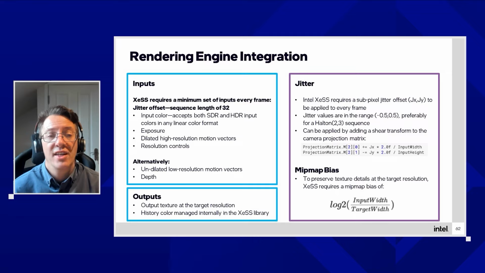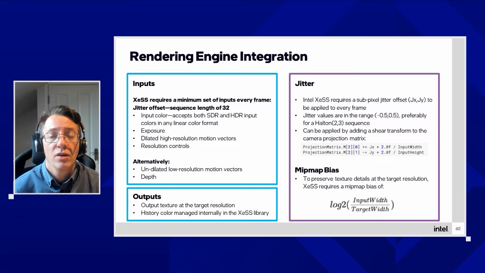Looking at the rendering engine integration, XeSS has a minimum set of inputs each frame. We have a jitter offset that's applied to the main scene rendering. We also have the input texture itself, in either standard definition or HDR ranges. We have an optional exposure texture, high resolution dilated motion vectors, and the resolution controls. Alternatively, and this is what we actually use in Hitman, we can pass the low resolution motion vectors plus the depth buffer, and XeSS will do the scaling itself.